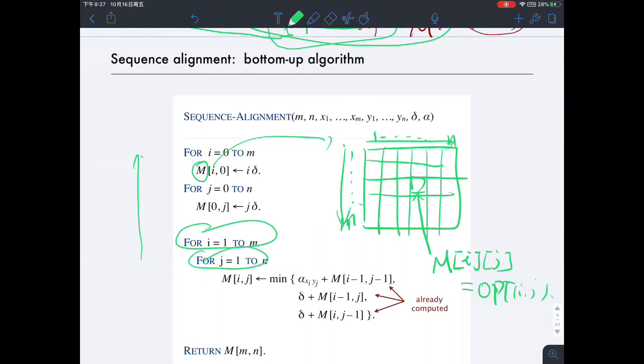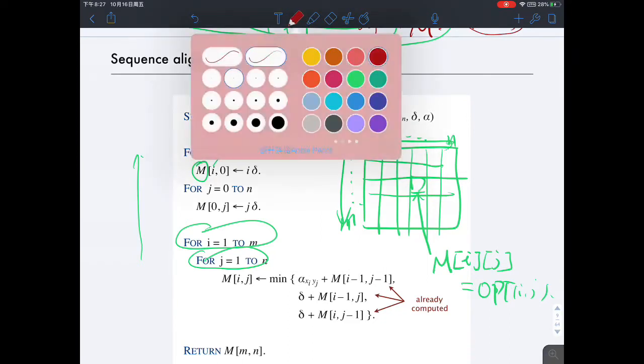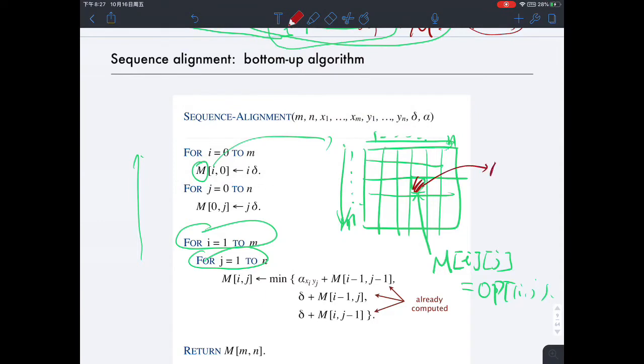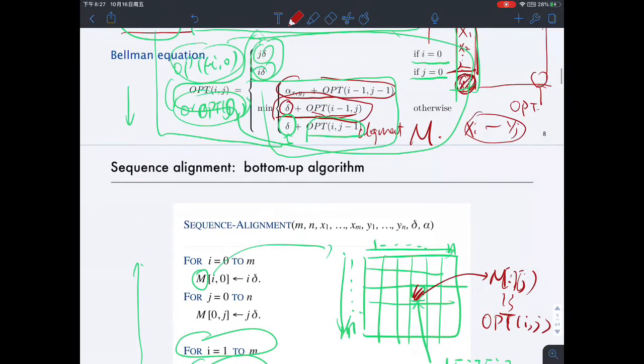You scan from left to right, from top to bottom, and whenever we want to fill in an entry here, say M[i][j], this is equivalent to computing opt(i, j). This recursion guarantees that my search directions are moving towards this direction, or this direction.